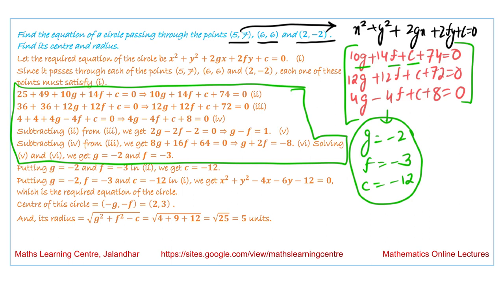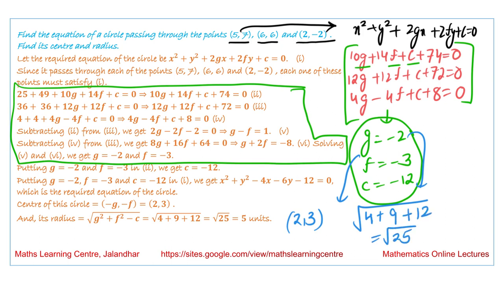By using these 3 values, we can see that the center of this circle will be (2, 3) and the radius of this circle will be the square root of 4 + 9 + 12, which is the square root of 25, that is equal to 5 units. So we have calculated the center and the radius of this circle.